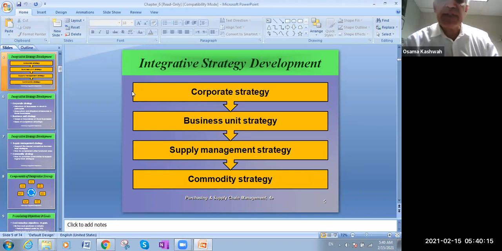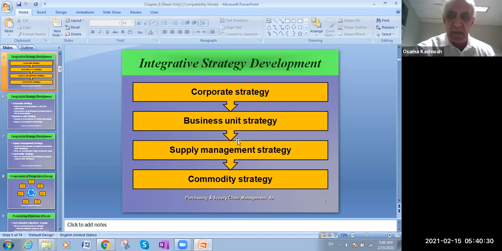So we need to have an integrative strategy development that will include the corporate strategy and the business units strategy and the supply management strategy as well. At the same time, we'll have also commodity strategy. So the integrative strategy will consist of all those four: corporate, business, supply management strategy, and commodity strategy.